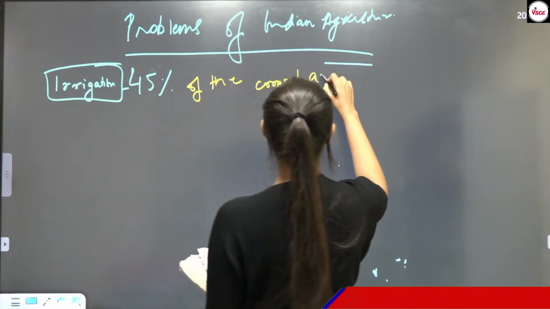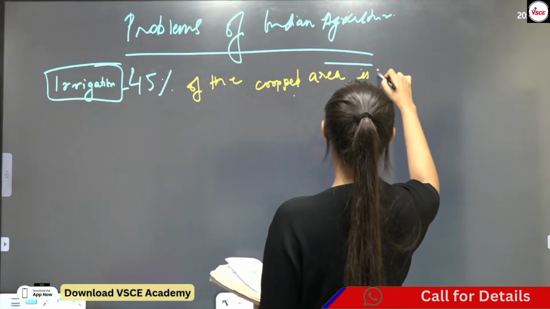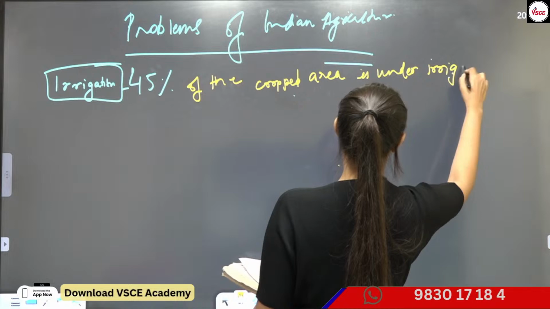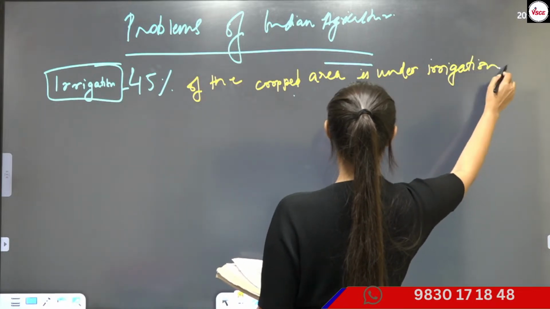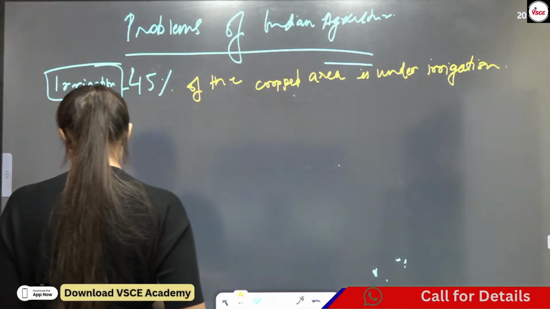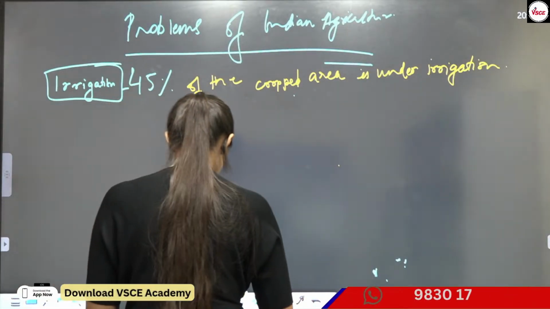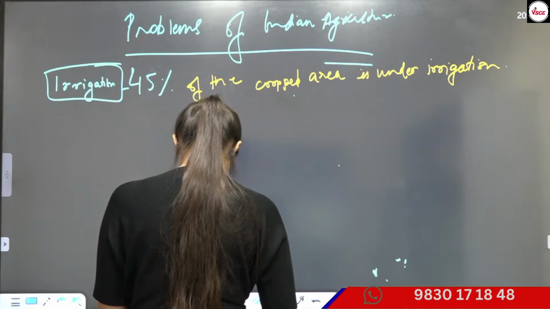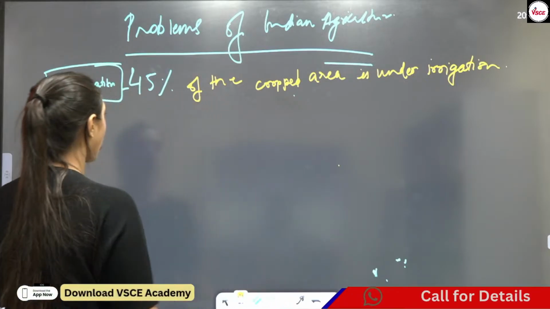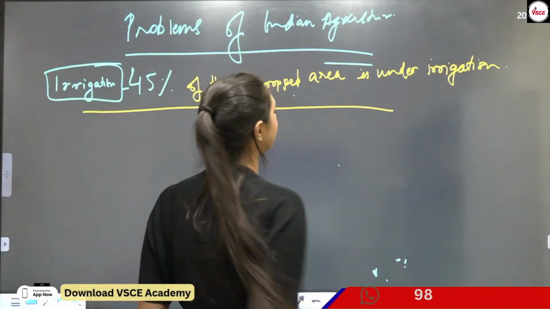45% of the cropped area is under irrigation. Great. Okay, now irrigation is the most important thing and we have to pay attention to this, it is the most important agricultural input in a tropical monsoon country like India.